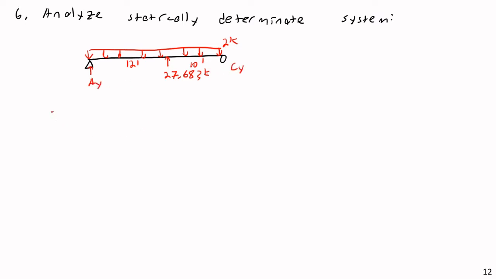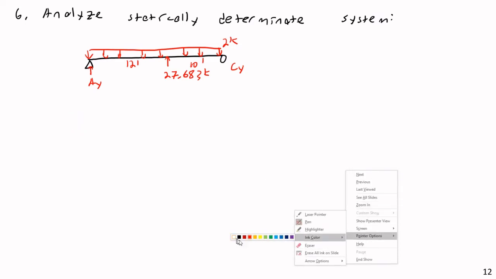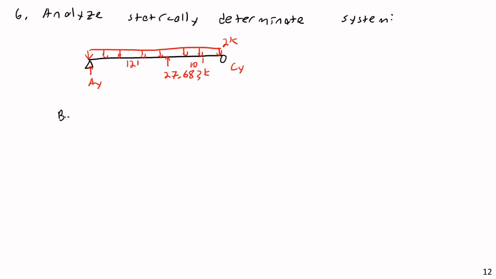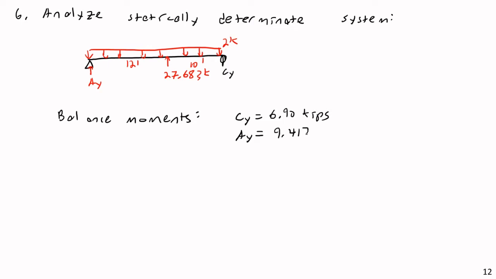And so if you balance moments, I don't necessarily want to work through all of the math, but I'll just go through the steps. So if I balance the moments and check, again, just basic statics, I have a beam like this, and of course I also have a CY here. I found that CY is equal to 6.90 kips, and AY is equal to 9.417 kips.